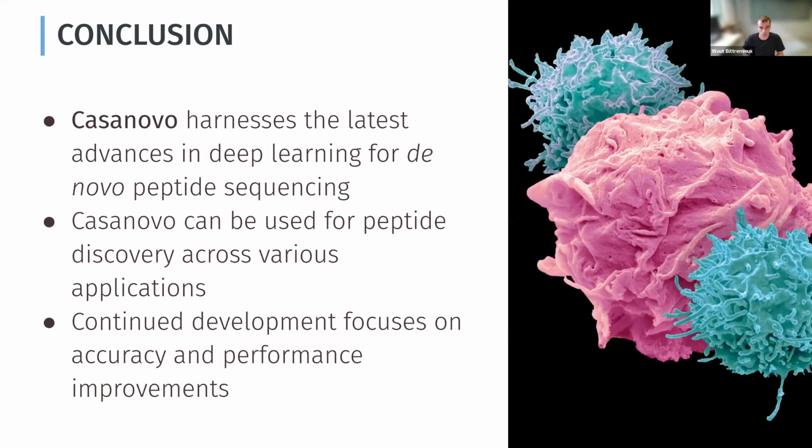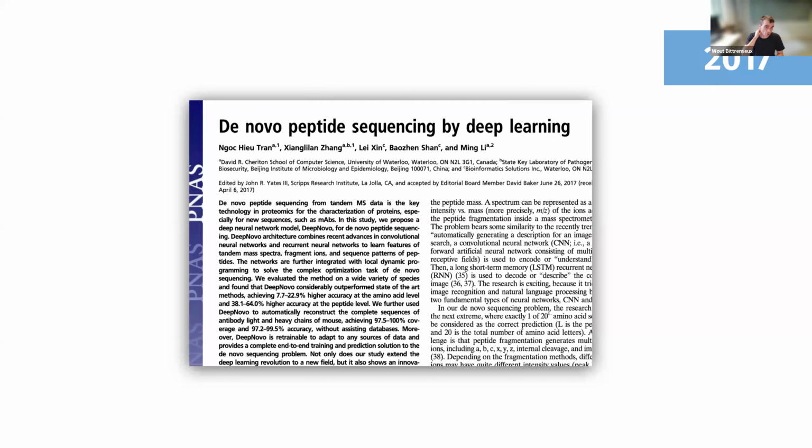And so to wrap up this part about Casanovo, we use the latest advances in deep learning and transformer neural networks to position de novo sequencing as a sequence-to-sequence translation problem. Doing this, we get excellent performance across a wide range of applications, and we're continuously improving Casanovo for better performance, better accuracy, better runtime scalability, and so on. But of course, Casanovo is not the only tool that exists for de novo peptide sequencing.